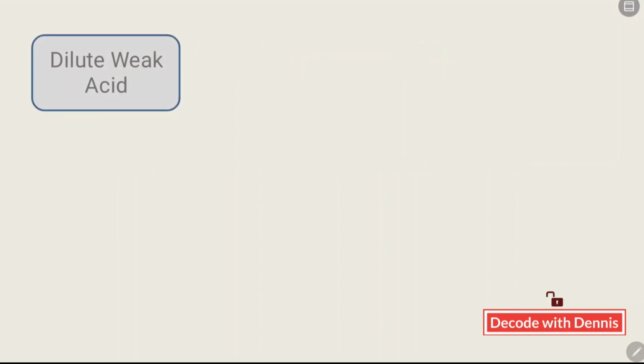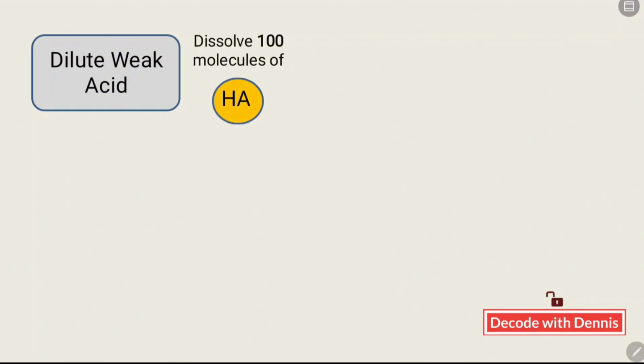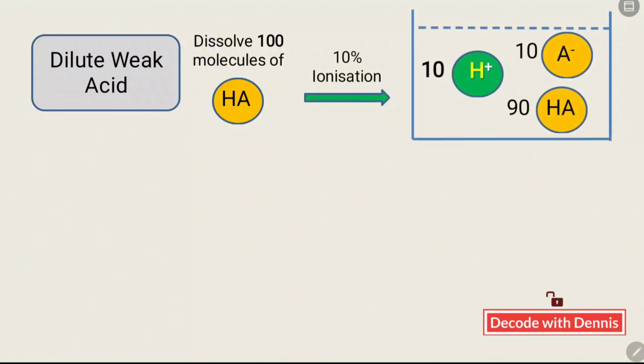So let's use a visual example to illustrate. Say we have a dilute weak acid, and we make this dilute weak acid by dissolving 100 molecules of this weak acid in water. And say 10% of these acid molecules ionizes, and then we get 10 hydrogen ions in this amount of water.